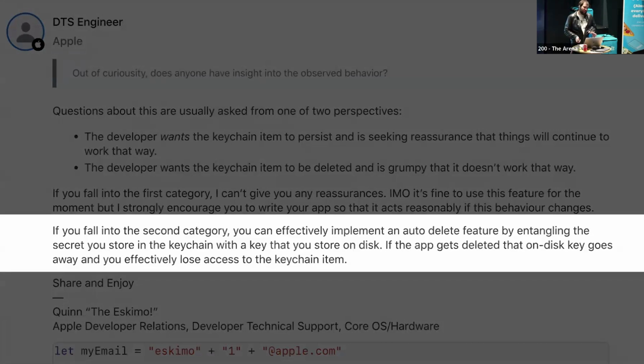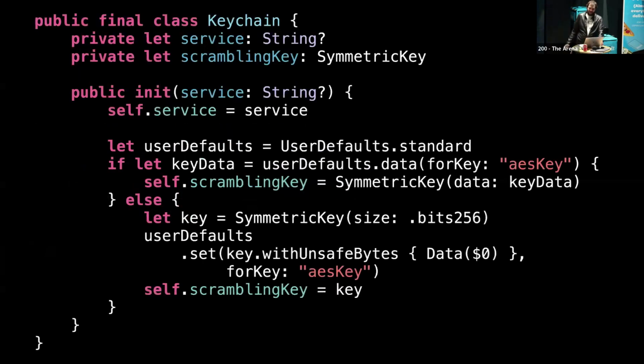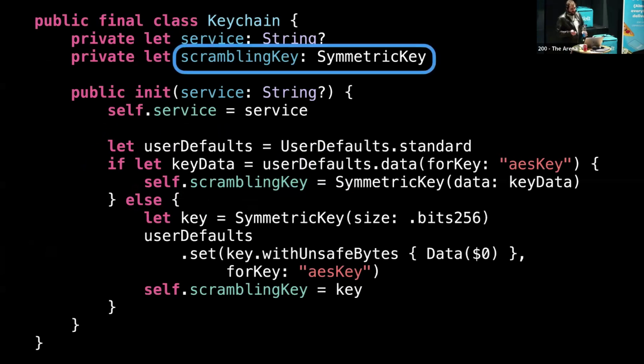The way I would do it, I could use user defaults, for example, because with user defaults, we know that they are erased on reinstallation. So this is how our initializer looked earlier, and we need to change it a little bit. We add a scrambling key to the initializer. It's a symmetric key using CryptoKit.